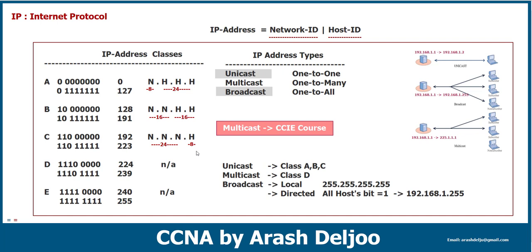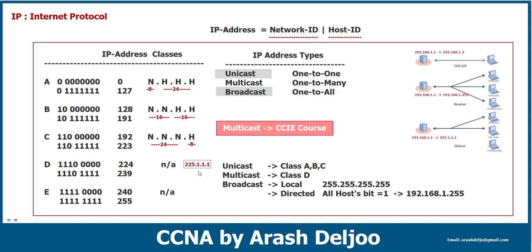Okay, and as you remember, we talked about class D and class E briefly. I said that I will talk about these two classes in the next video, and now I'm going to talk about class D and class E. As you can see, in class D and class E we don't have the definition of network and host address. This means that if you have an address in class D, for example 225.1.1.1, here we don't have the network ID and host ID.